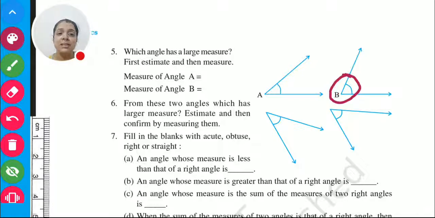Now how to find it out? I have already told you, line to line, point to point, then check the angle.